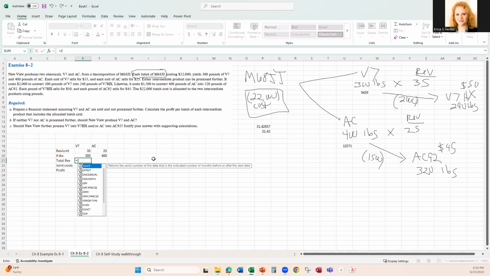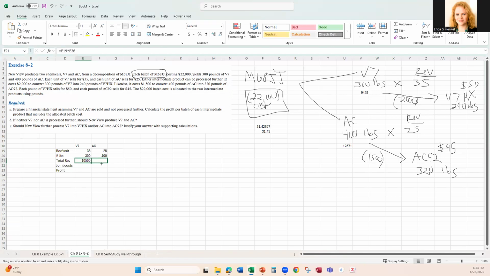That gets us $10,500 there. And then in terms of joint costs, we already calculated that out. So that gets us to 1,071 and 2,571, so a total loss of $1,500. That's not looking ideal. So what we want to do here is say we probably should process some of these further to see what this looks like.